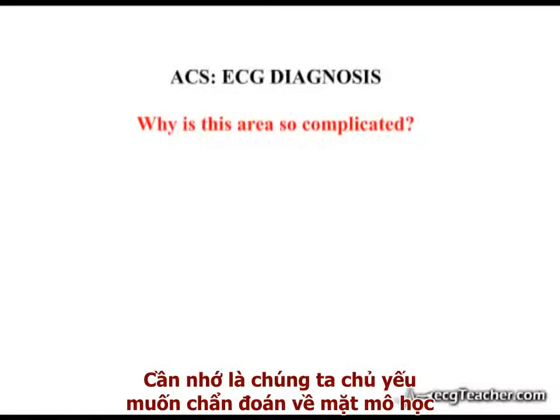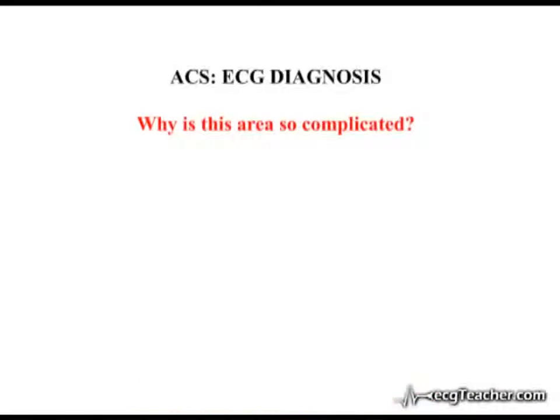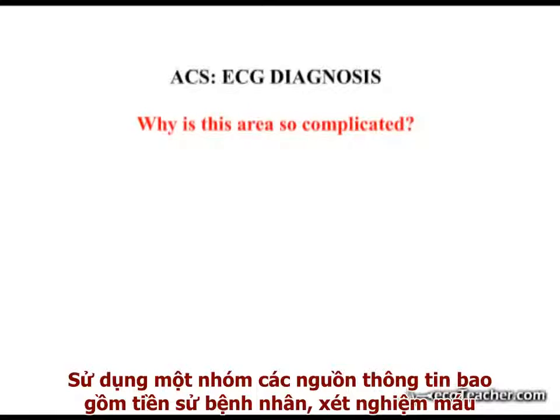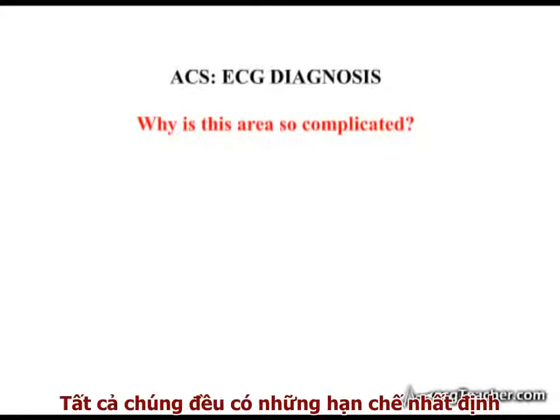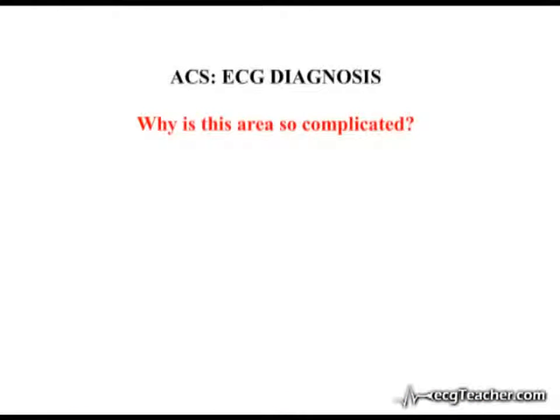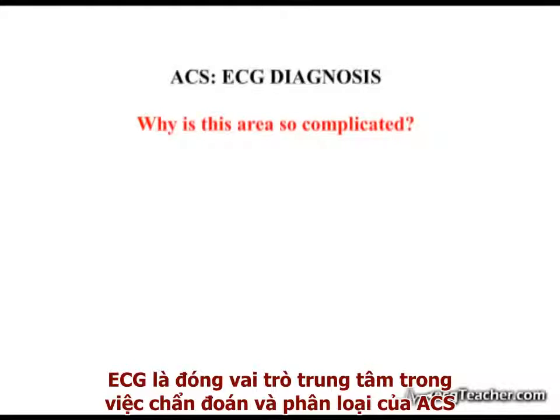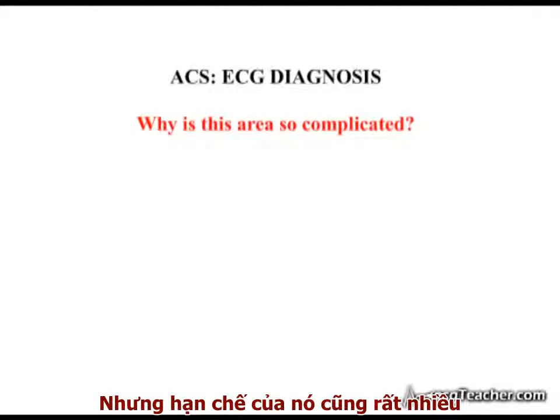Remember, we are essentially trying to make a histological diagnosis, myocardial ischemia or necrosis, using a combination of patient history, blood markers, and surface electrical recordings, the ECG, all of which have major limitations. The ECG is an essential tool in the diagnosis and classification of ACS, but its limitations are legion and arise for several reasons.